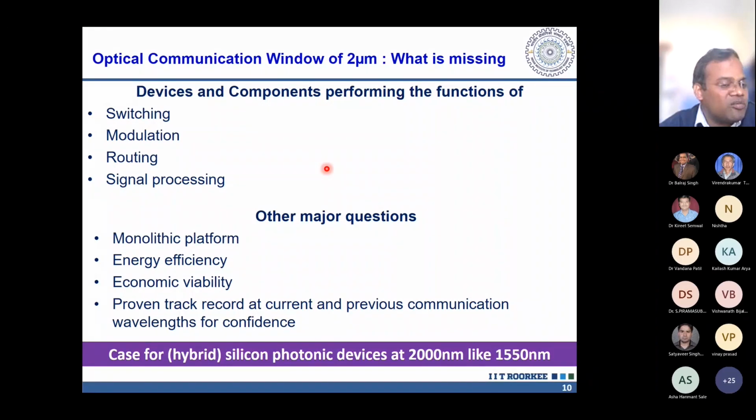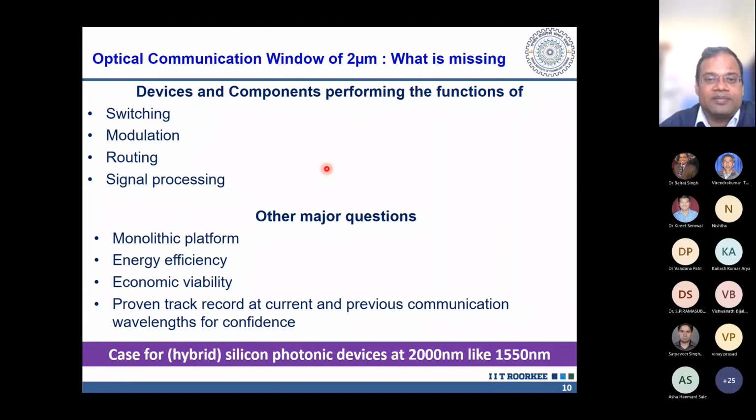The silicon photonic platform has been proven at 1550 nanometer, so there is huge potential that it will be very good for 2 micron also. If we can do silicon photonics, we can definitely do hybrid silicon photonics, bringing in more materials. Now let's come back to the phase change material.